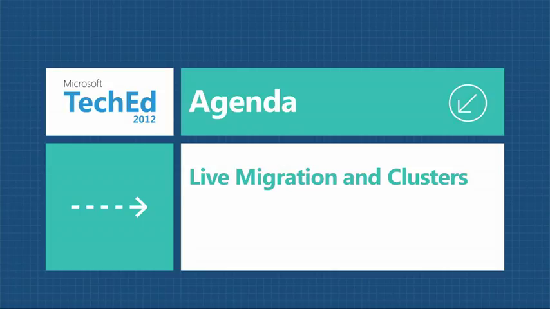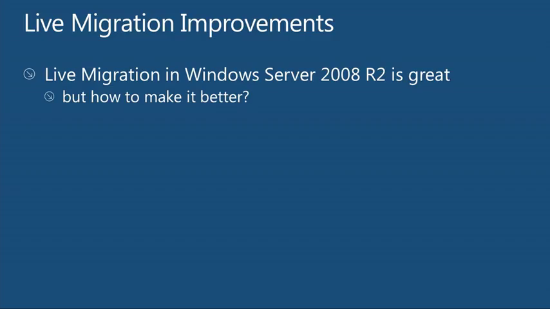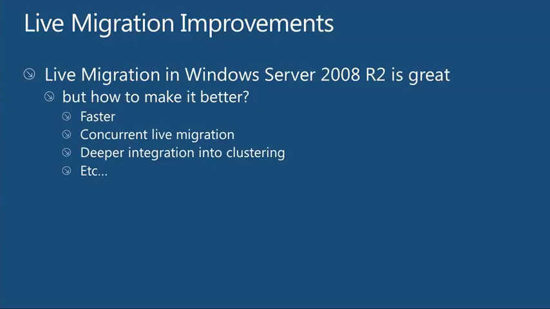Now, high availability is important. So we had a look at, okay, live migration in cluster is great. What can we do to make it better? There are a number of things that we did. First, and this is true for all live migrations, we made them faster. Live migration is now able to fully saturate a 10 gigabit connection in order to get the virtual machine over there as quickly as possible. We've added support for concurrent live migration, so you can do multiple live migrations at the same time.